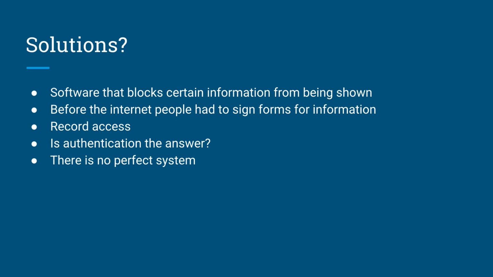Previously, you had to go to a courthouse to get this information, right? You had to sign a paper. So then you would be able to see, oh, okay, this person accessed this information. So maybe it's something similar we need to do now. Is authentication the answer? Do we need some way of trying to figure out who's accessing this information, when they're accessing it? But then again, you run into the problem of, there is no perfect system for something like this.